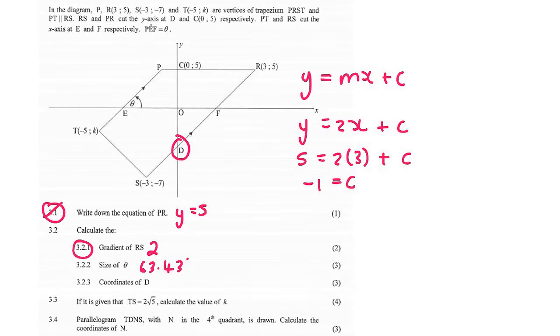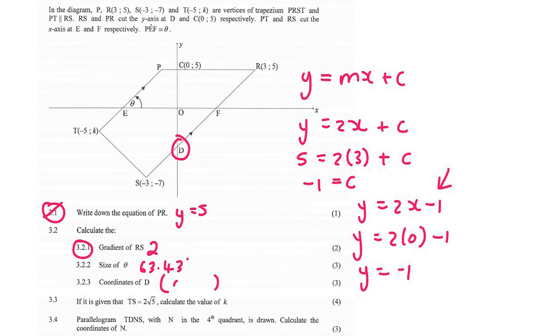And so then we have the equation y equals 2x minus 1. Now for some of you who know straight lines quite well, you would know that -1 is going to be the value of d. But if you don't, then you just make x equal to 0. And you're going to find that y is equal to -1. Therefore, the coordinates of D will be 0 for the x and -1 for the y.